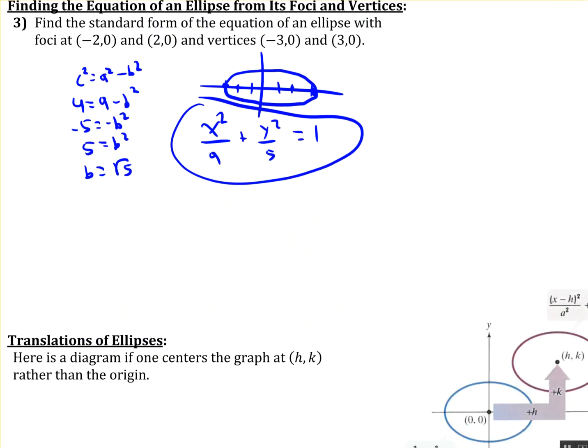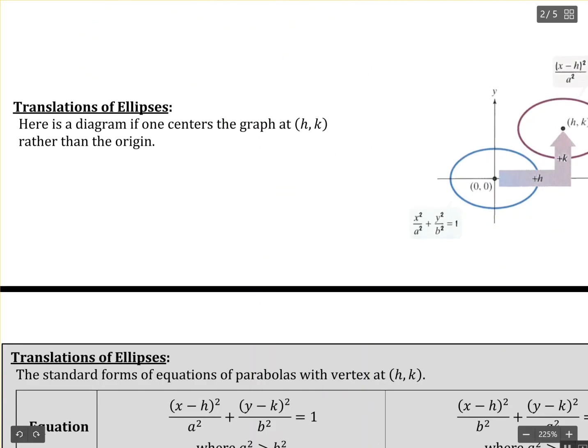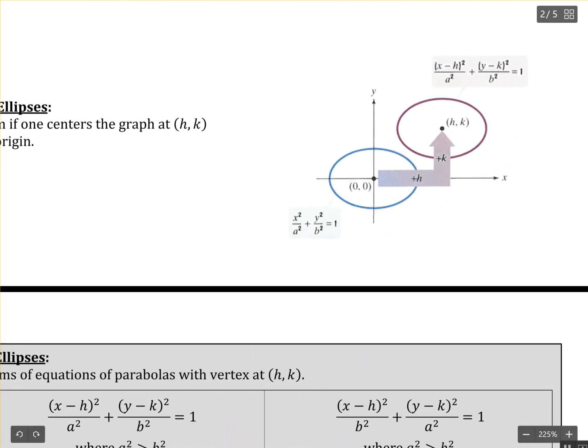So these aren't too bad once you get the hang of it. At first it can seem overwhelming, but I think once you do plenty of practice, you won't think it's too bad to do. So translations of ellipses. If we translate, it's basically the same thing as circles and parabolas: we're going to replace x by x minus h, y by y minus k, and shift our new center to be at h and k. It's easy as that.